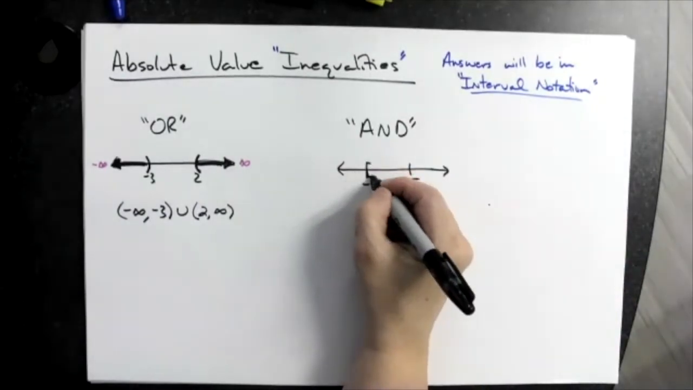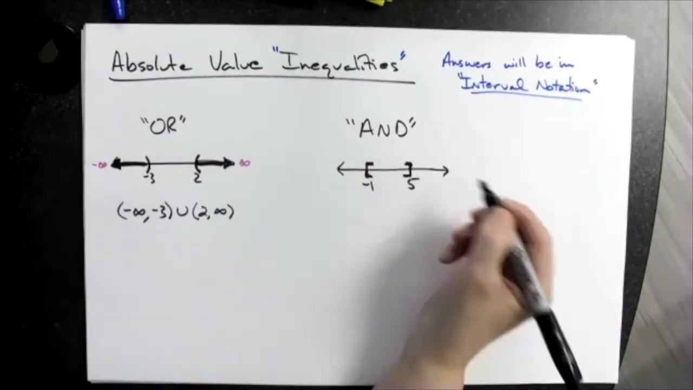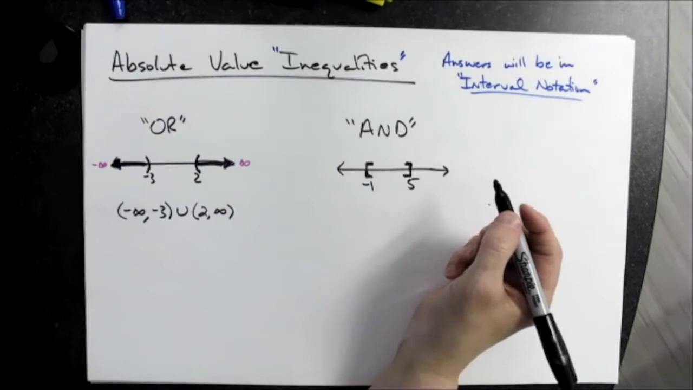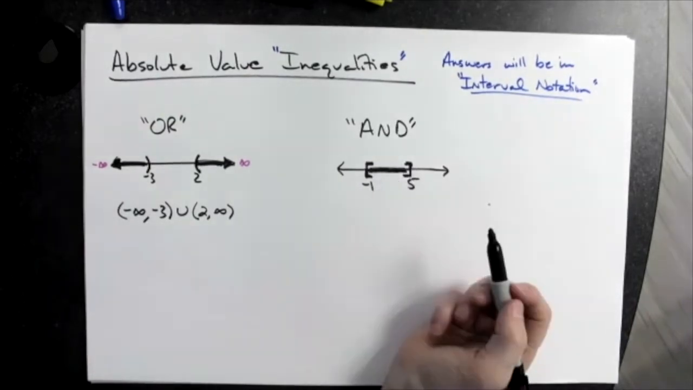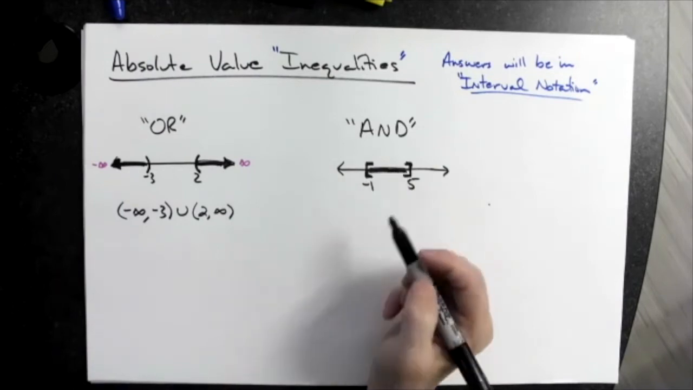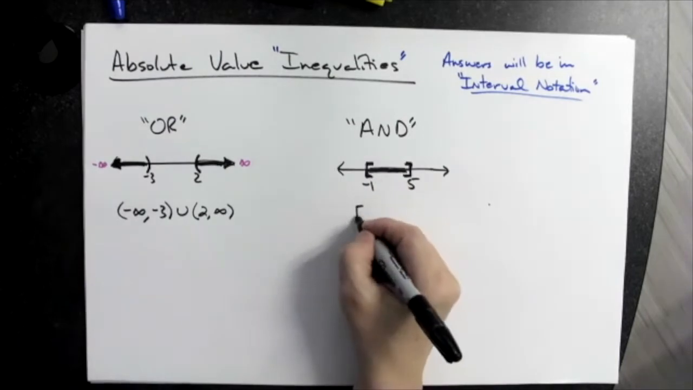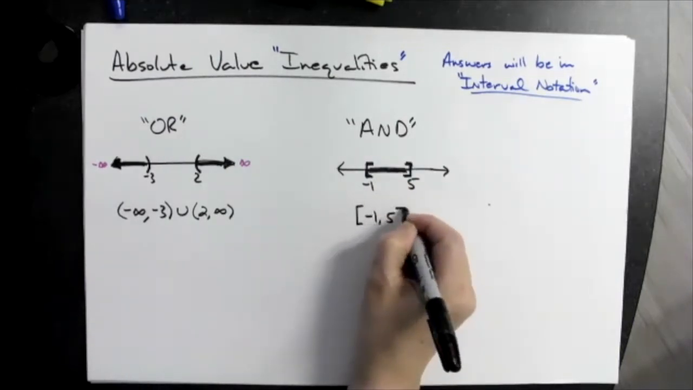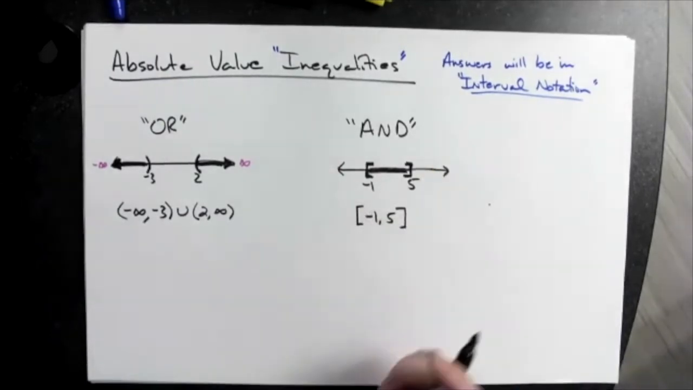So let's say you had square brackets on this one, just to be different than that over there. But on an and, it's the numbers that are shaded in the middle. All of the answers are going to come right there in the middle. So if our picture looks like this, our interval notation is just this section of the number line right here, square bracket, -1 to 5. So this is what your interval notation will look like for an and absolute value inequality.